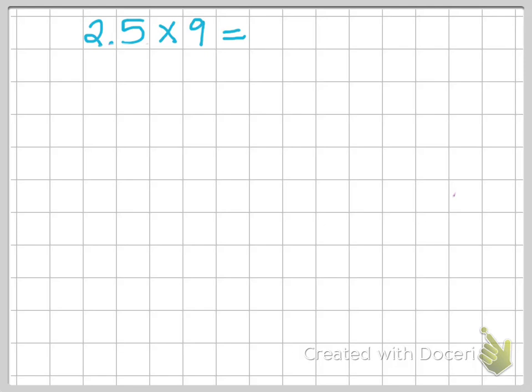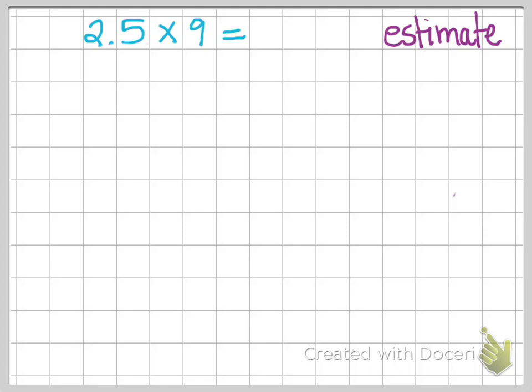As you know, an estimate really helps you, especially with decimals. Estimates will tell us if we have the decimal point in the right place, and it'll help us make sure we're much more accurate. So, let's take a look at 2.5.